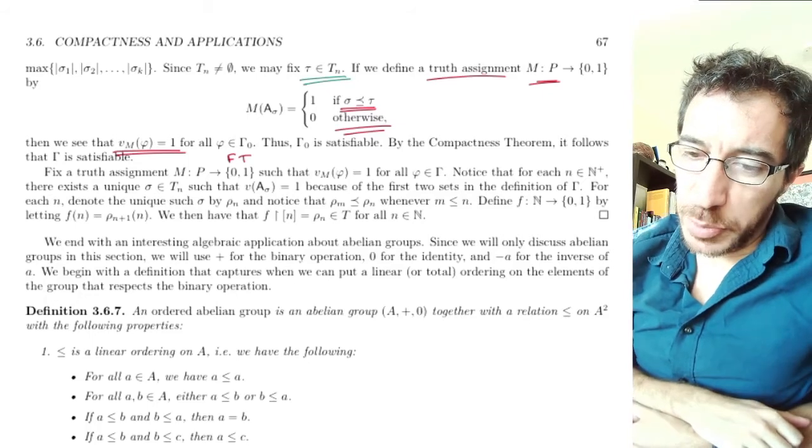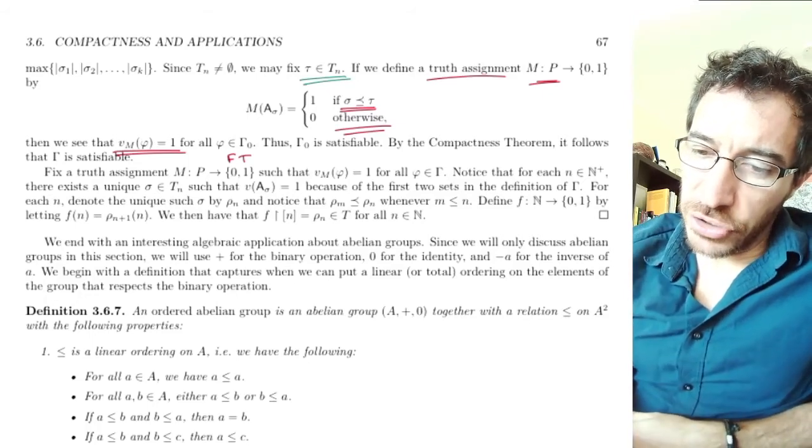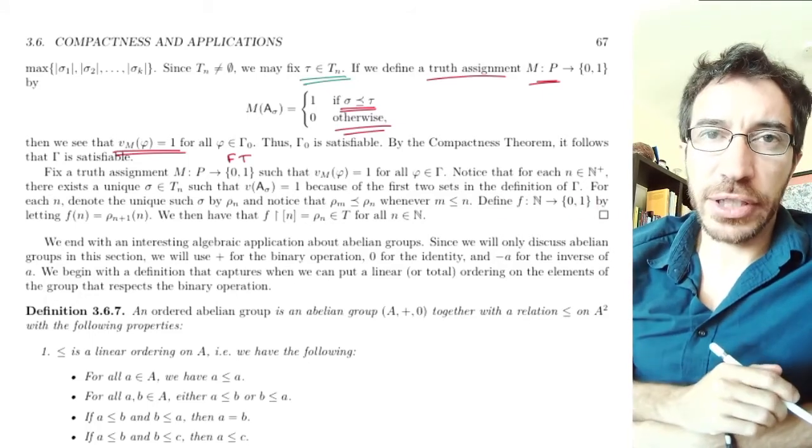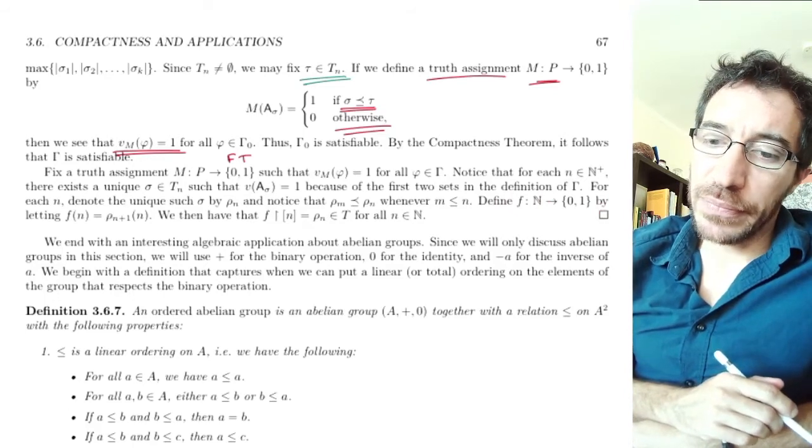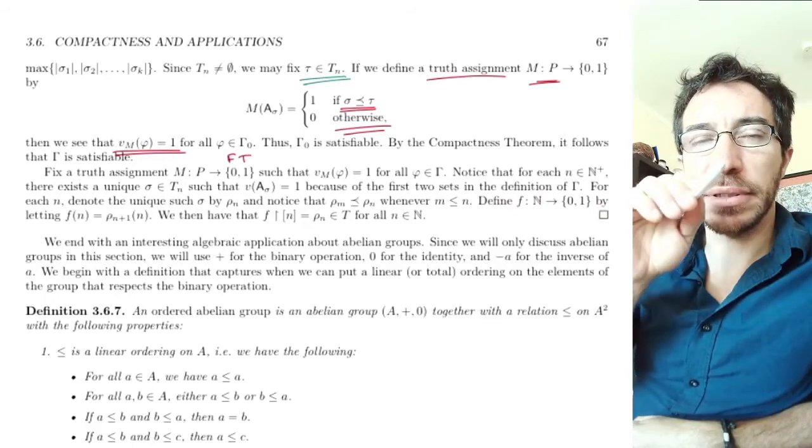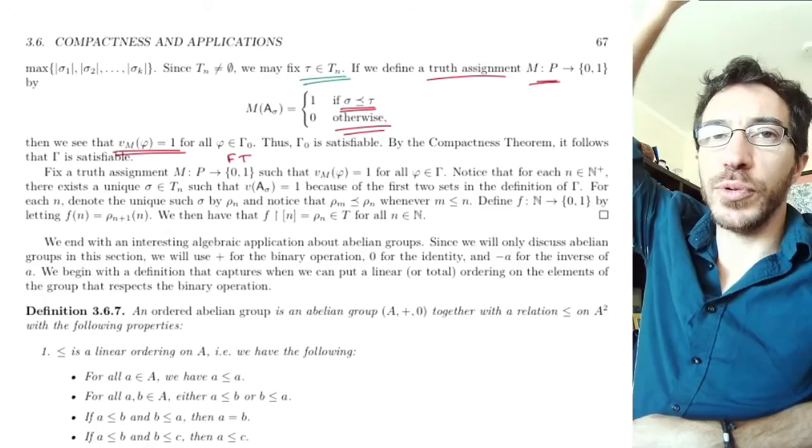Okay, so that finishes the proof. We built a function that was the branch that we wanted on the tree using compactness. Compactness allows us to find a full truth assignment.